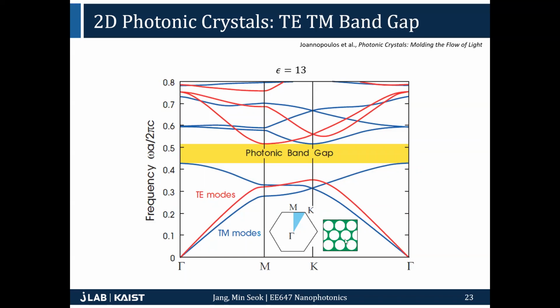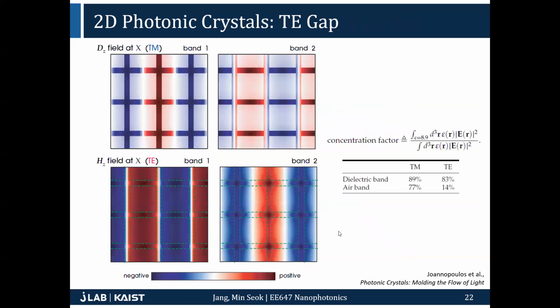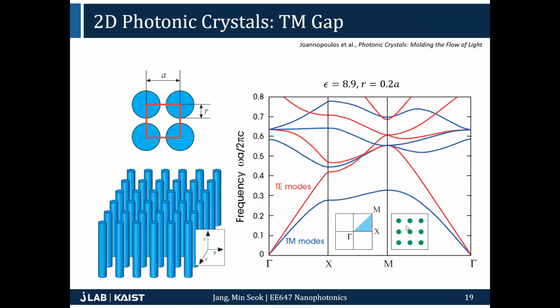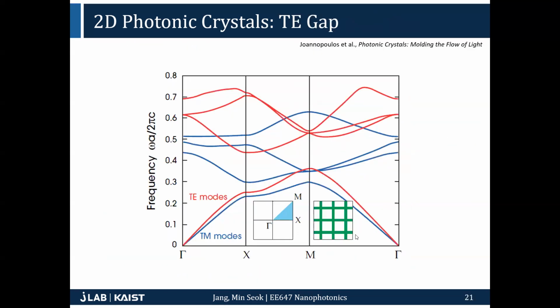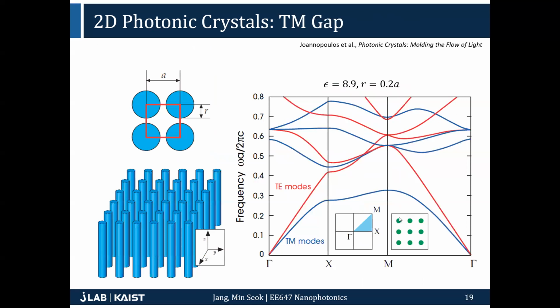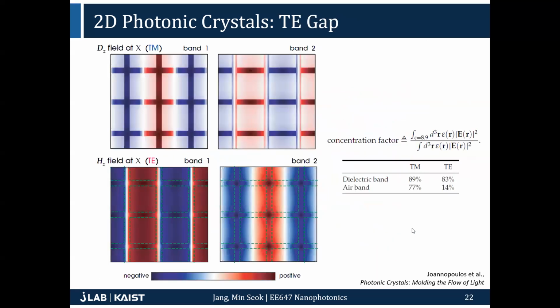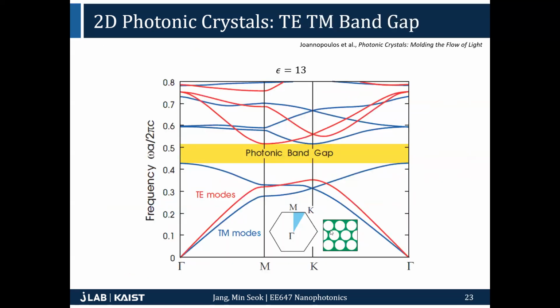Okay, so if you look at this, this is kind of a combination of this and that, right? It's not just a connected fishnet, and also it's not just concentrated dots. It's more like in between. You have some concentration points, but they are connected, so that you have a band gap in both TE and TM polarization. Okay.